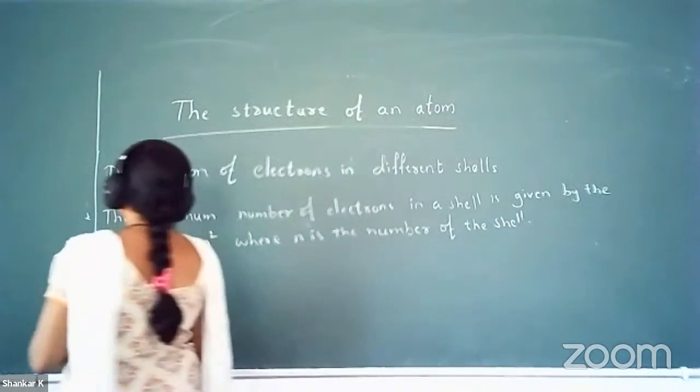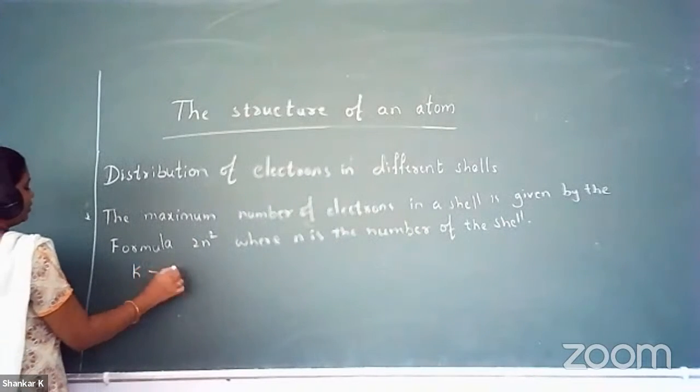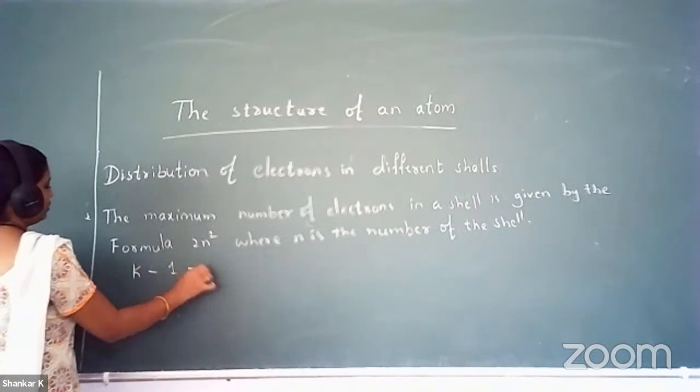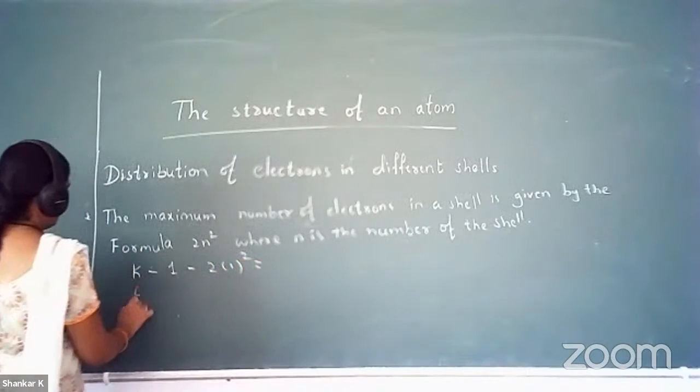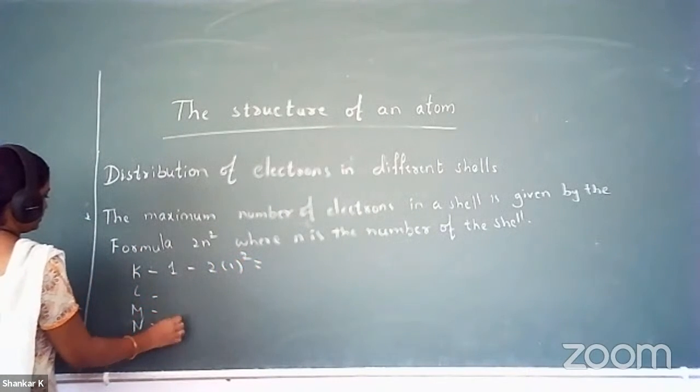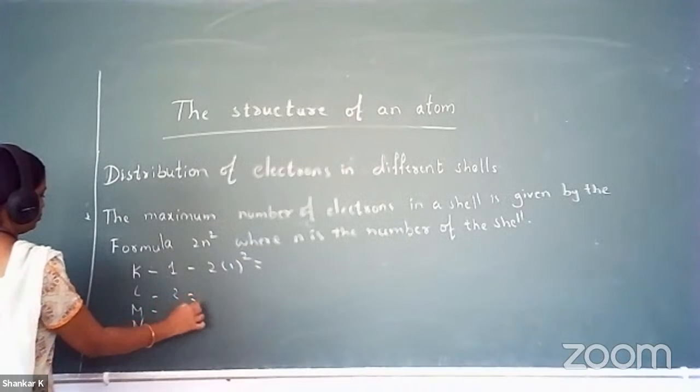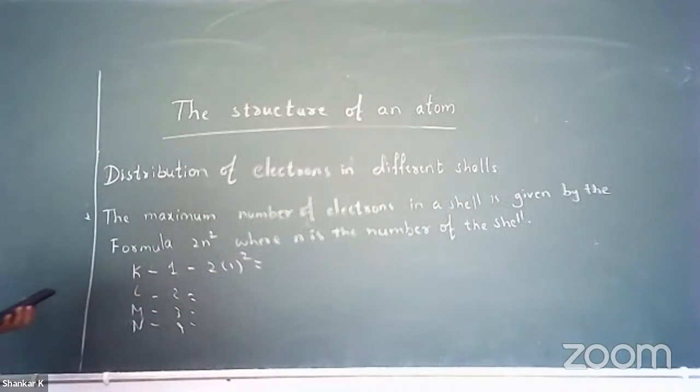Now you write that first shell, what is that? K, the K number is what? 1, and you put it in the formula, students. Like that you do it. K, L, M, N, you do it. 2, 3, 4 is there, you do it. What is the answer? You do it.